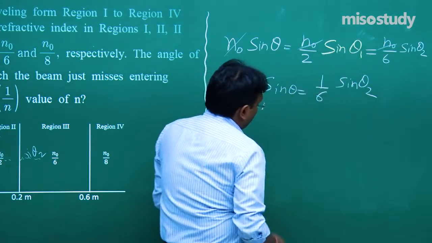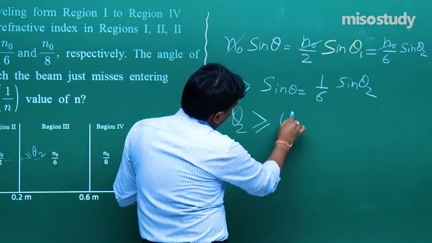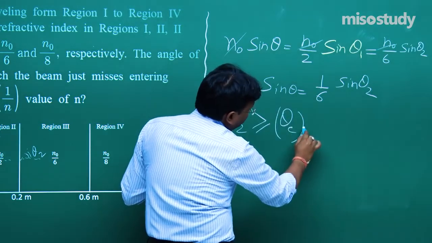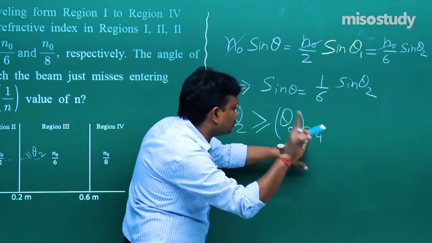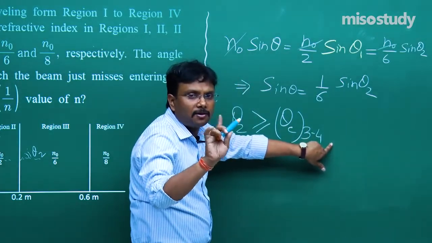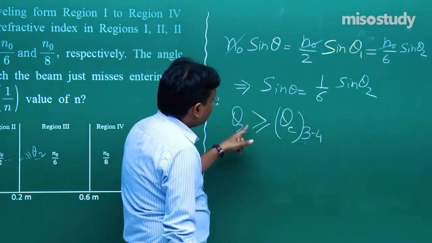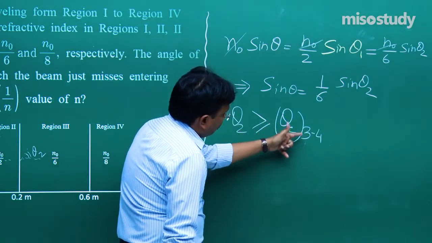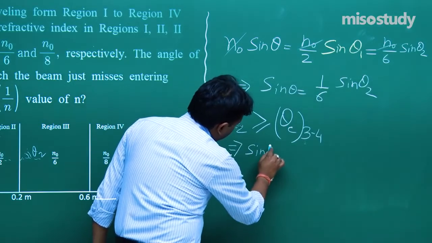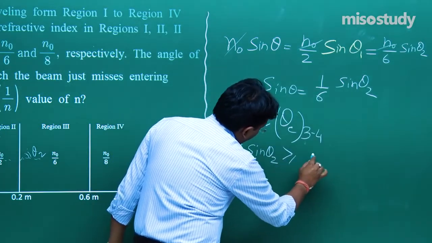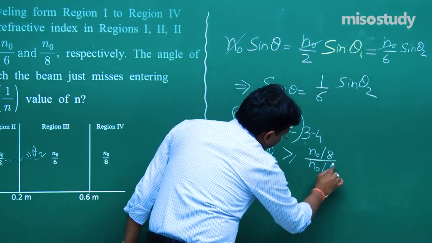Fine. Now from here we can say that theta 2 is greater than or equal to the critical angle theta C for 3 to 4. 3 to 4 means from region 3 to region 4. It is not the refractive index or anything else. So theta 2 is greater than or equal to the critical angle theta C for region 3 to 4. It means sin theta 2 is greater than or equal to n naught by 8 upon n naught by 6. Fine.